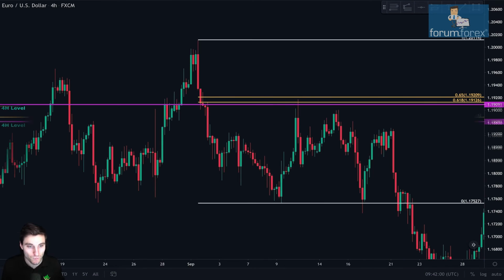What happened next? Well, price went down and we closed the trade with a very nice profit at our support, which is the 0 point of our Fibonacci retracement. Let's jump to another example.